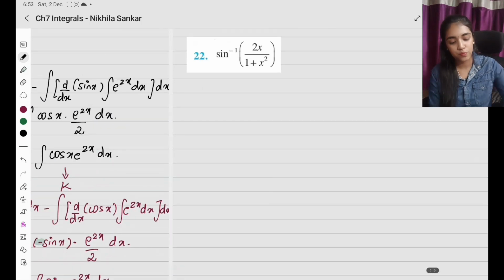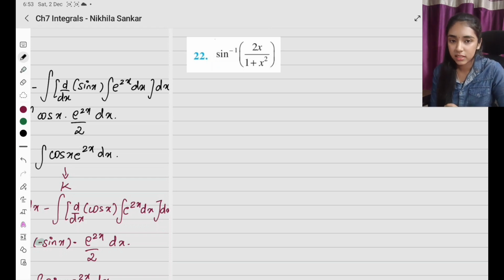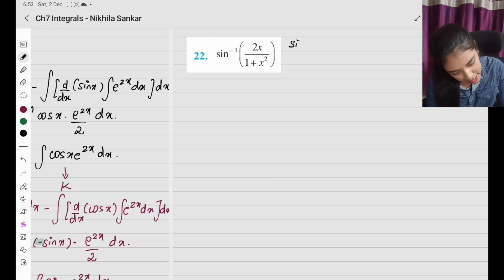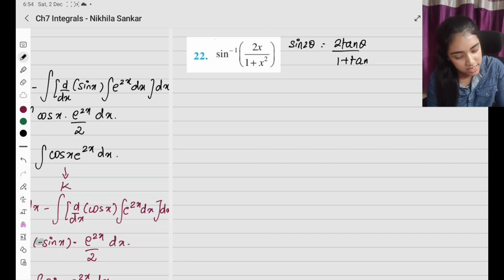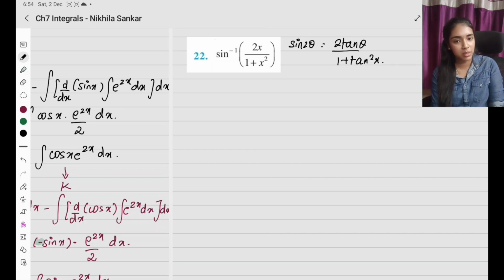Question number 22. Sin inverse of 2x divided by 1 plus x square. So in that I am going to take my x to be tan theta. What do I know? Sin 2 theta is going to be 2 tan theta divided by 1 plus tan square theta. The identity we have studied in differentiation and in integration also. So sin 2 theta is going to be 2 tan theta divided by 1 plus tan square theta.